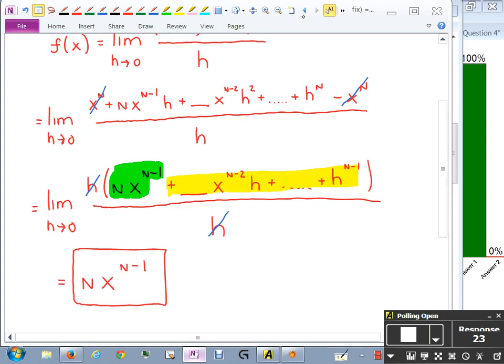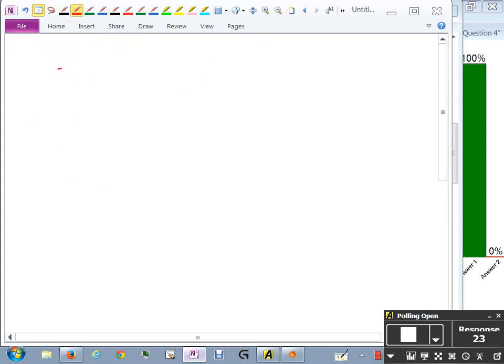So here's the example. I'll give you an example of the power rule here. I'm giving you a couple of them. Let's say f of x is x squared. Find f prime of x.